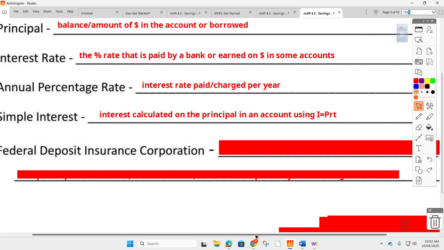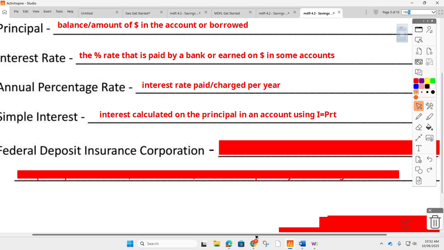So remember earlier in the year we talked about the Federal Deposit Insurance Corporation. You usually see it as FDIC. How many of you have a bank account? Okay, so the next time you are on your bank account website, look and see if it's FDIC insured. They always tell you. Almost all of them are, not all of them, but almost all of them are.